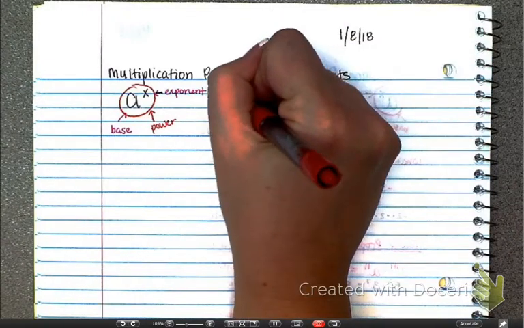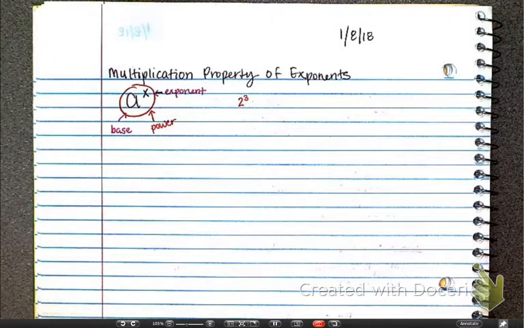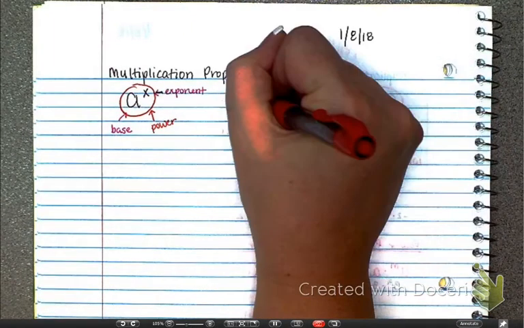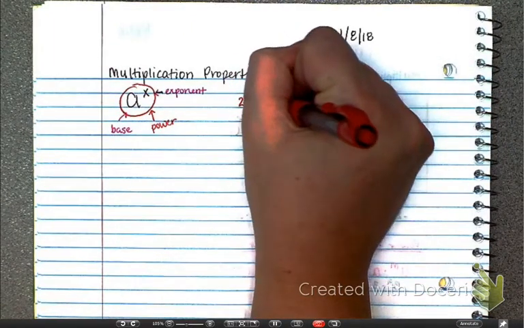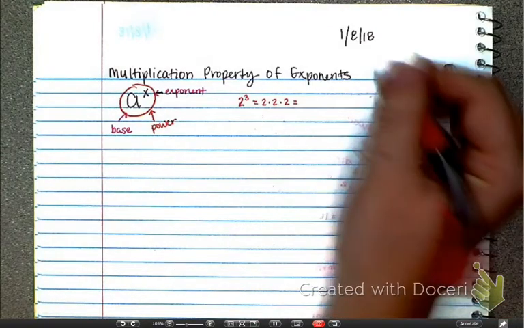Now you already gave me some examples. So for instance, 2 to the third is the same as saying what? 2 times 2 times 2, which is? What is 2 to the third power? 2 times 2 times 2 is 8.